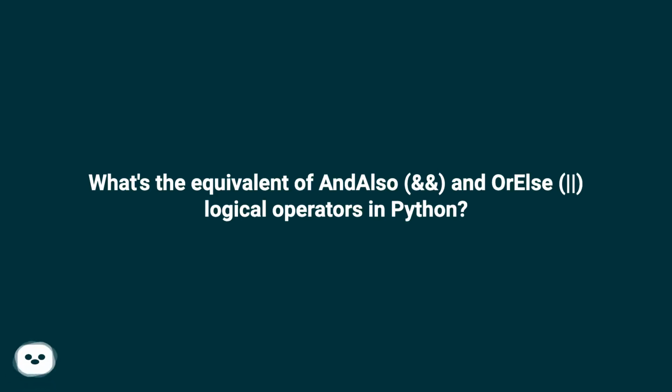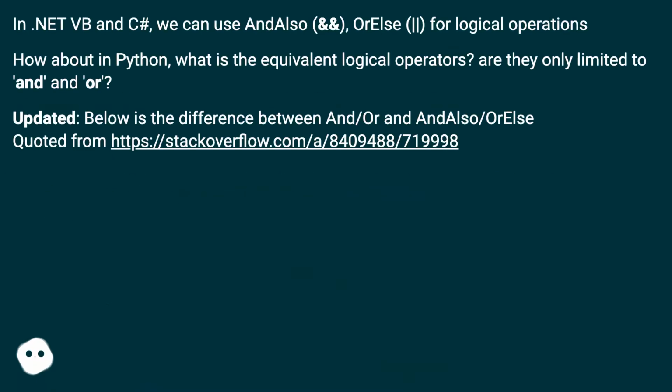What's the equivalent of AndAlso and OrElse logical operators in Python? In .NET VB and C#, we can use AndAlso and OrElse for logical operations. How about in Python? What are the equivalent logical operators? Are they only limited to and, or?